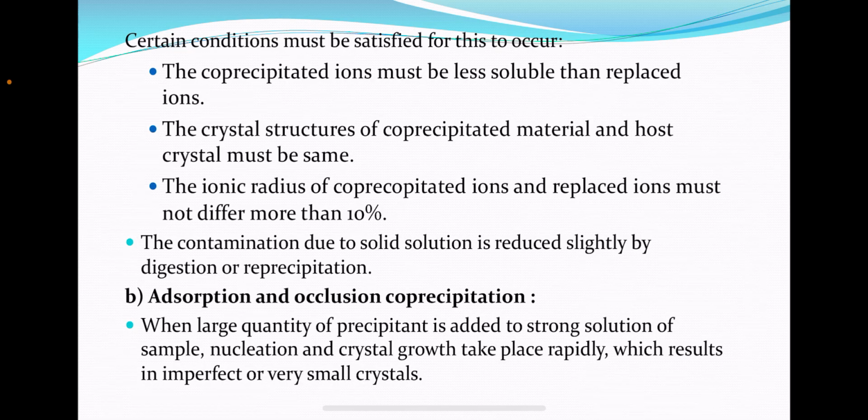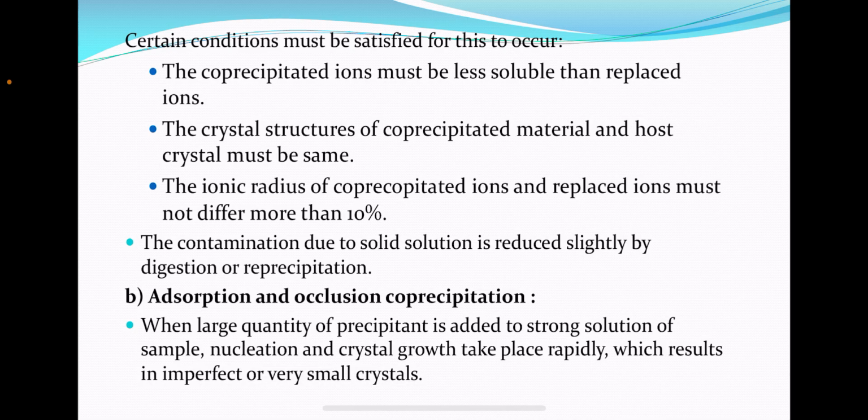And the next point is the crystal structures of the coprecipitated material and host crystal must be the same. That is, silver chloride crystal structure is isomorphous with silver bromide. So because of this reason, we can observe the coprecipitation in the formation of silver bromide.